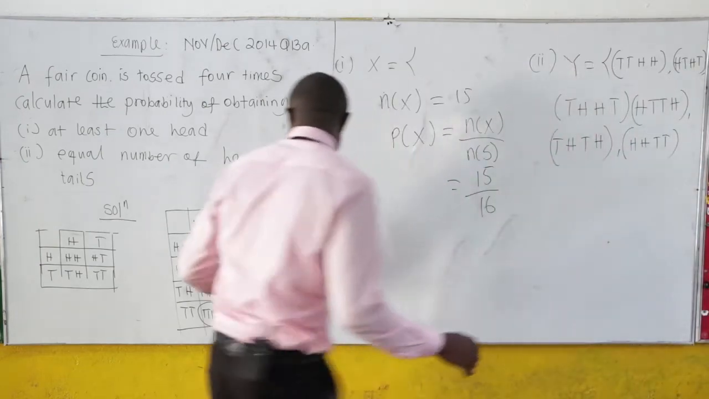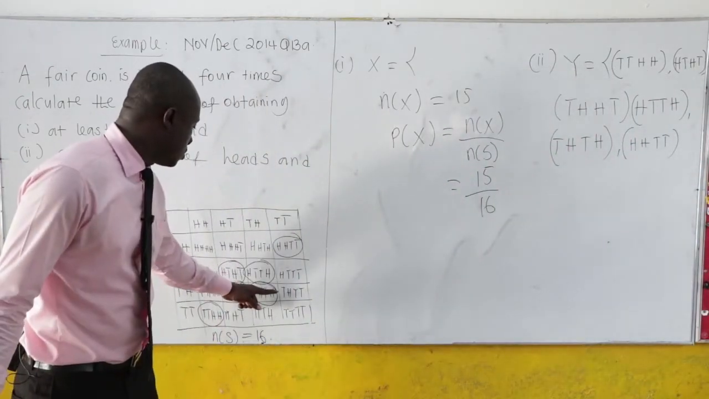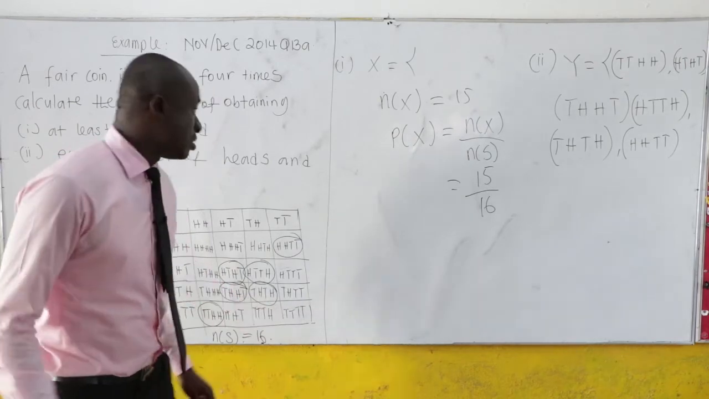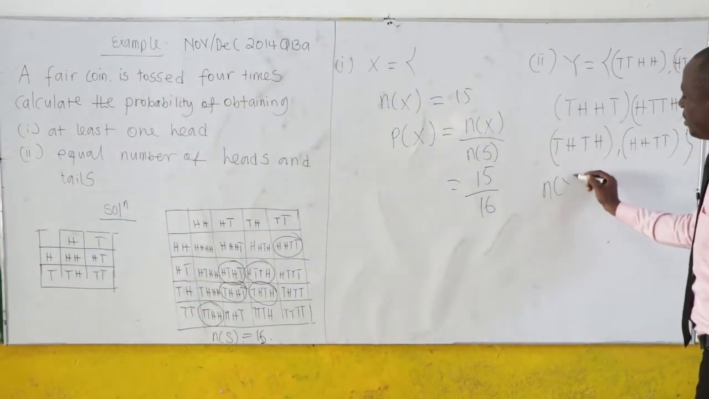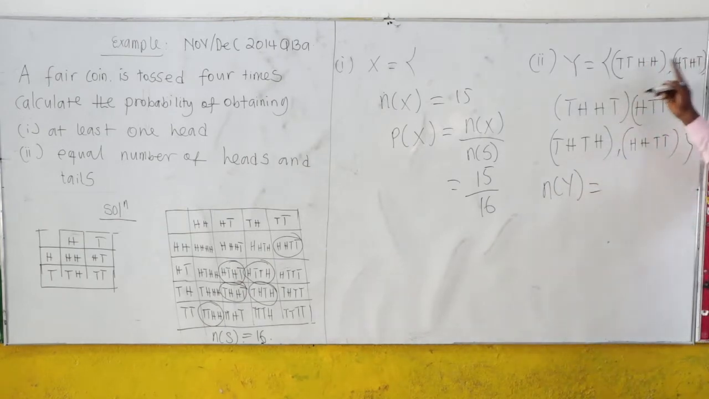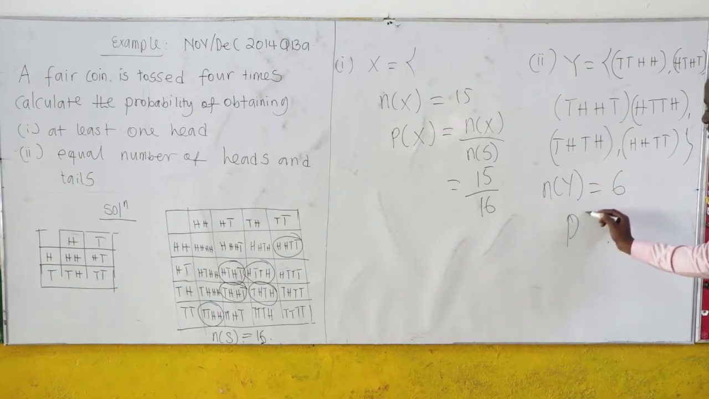That's this one. Now let's see. Is this one part? No. Is this one part? No. This is also not part. Now, what is the number of events? Number of events: 1, 2, 3, 4, 5, 6. So that is 6.